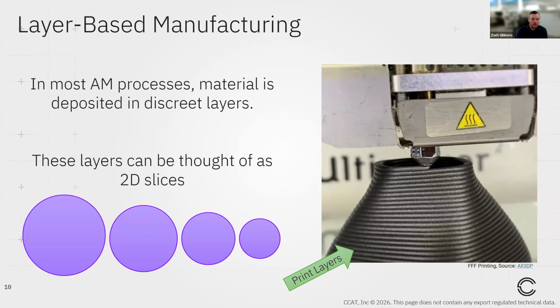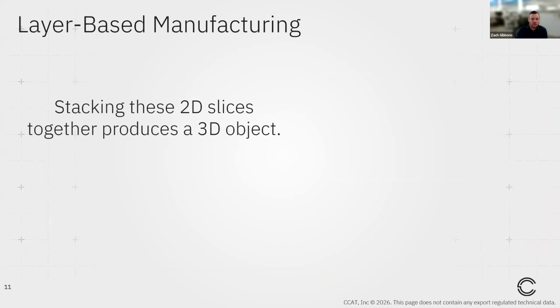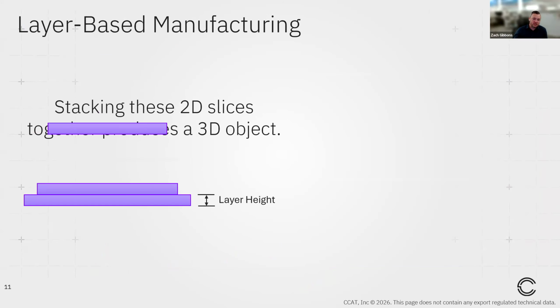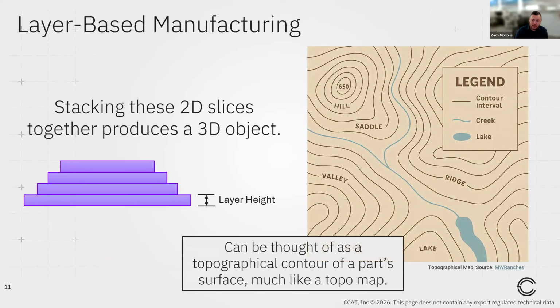So if I took those 2D individual slices and started stacking them together, when we stack them at a given layer height, we really produce a three-dimensional object. And that's a top-down, and this would be a side view of that actually happening with some basic shapes. But 3D printing as a whole, we can really think of it as a topographical contour of that part's surface, right?